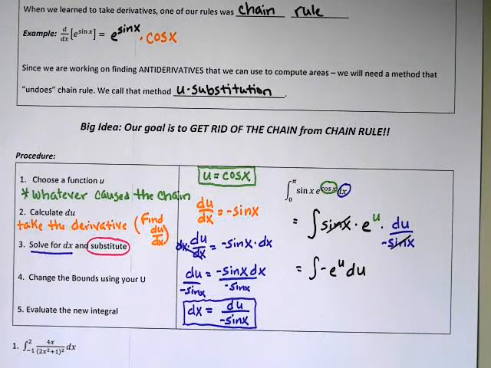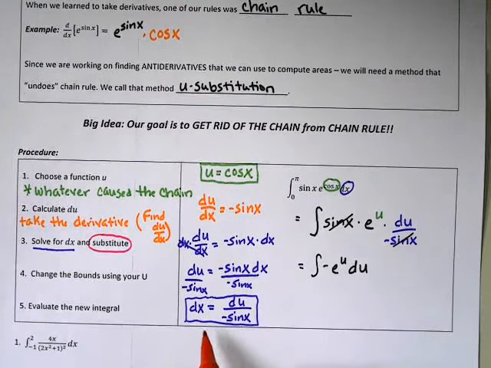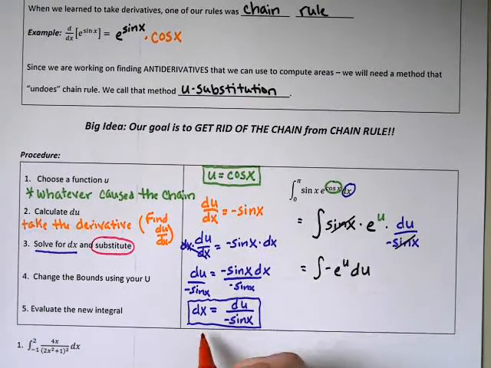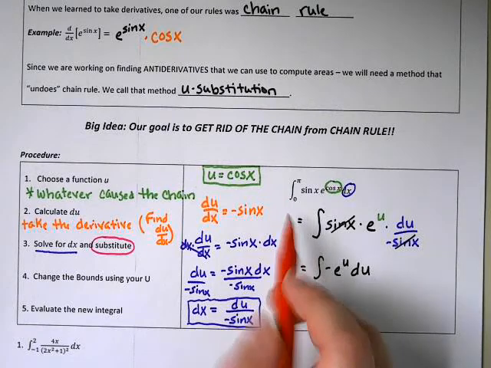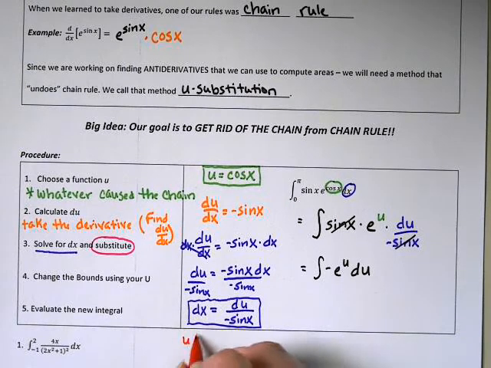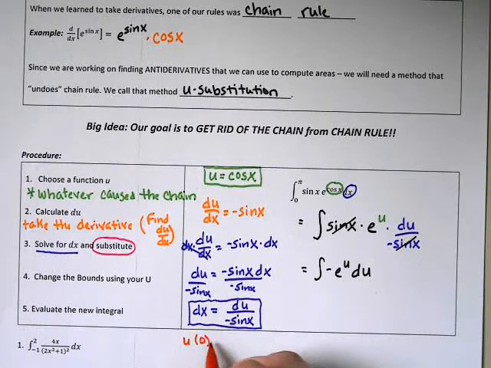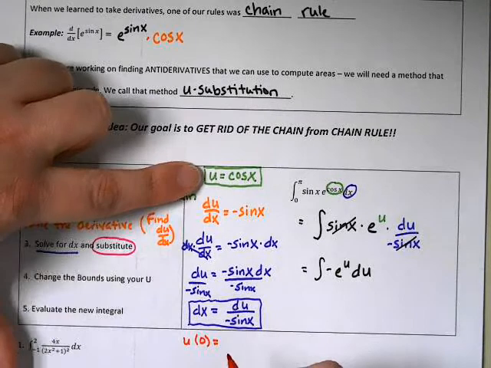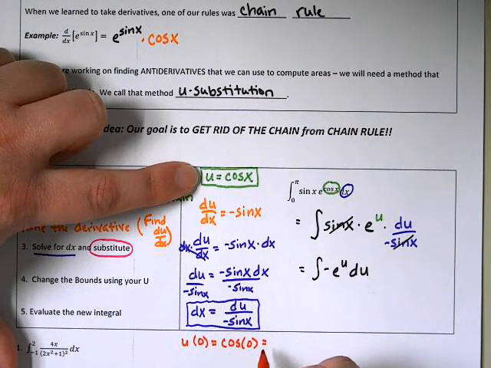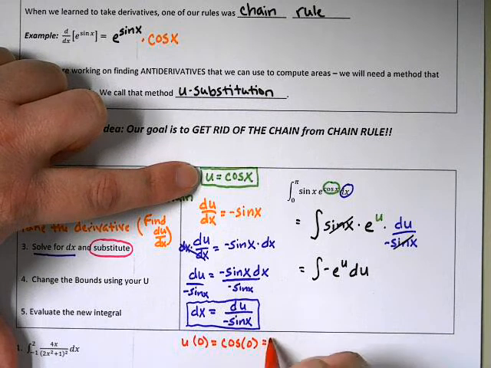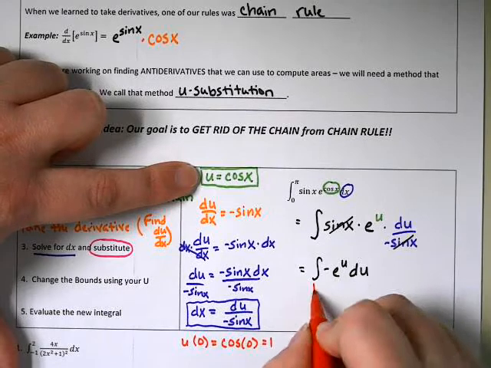So what I'm going to do is down here underneath, I know I'm outside of the box, sorry, but instead of x being 0, I want to know what u that would be. So I'm going to do u of 0. Which really just means since u is cosine of x, that means I'm going to do the cosine of 0. And we know that the cosine of 0 is equal to 1. So my lower bound on my integral is going to be 1.